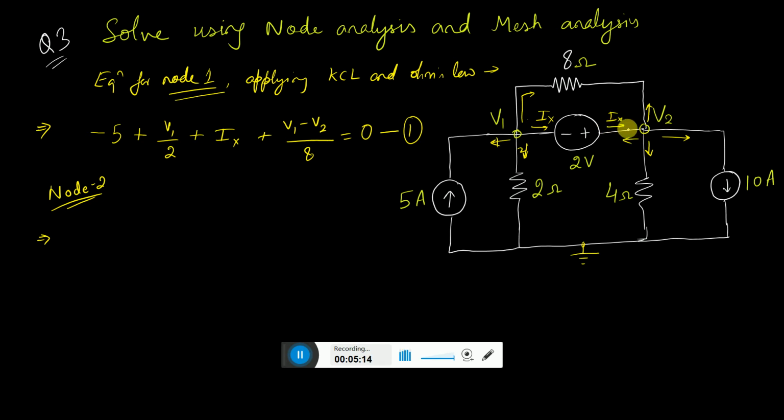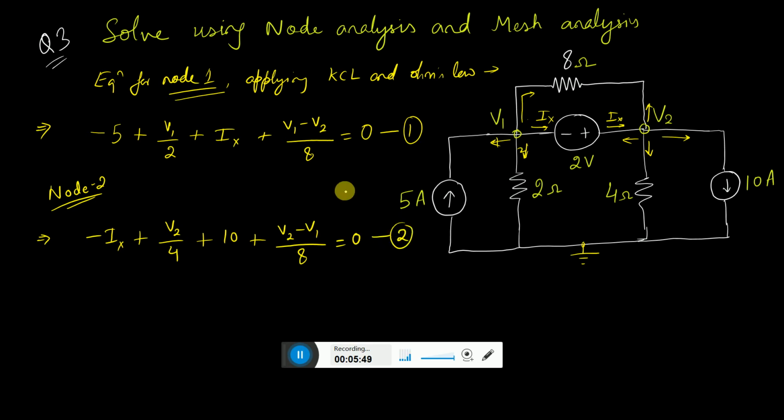This current Ix is coming in, so I need to write here minus Ix. Here it is going down, so let us write V2 by 4. And again here it is going in this direction, but the current is 10 ampere already given, so I just need to write 10 here. And here it is V2 minus V1, because we are assuming the current is coming out of node 2. So this is V2 minus V1 by 8, equals 0.